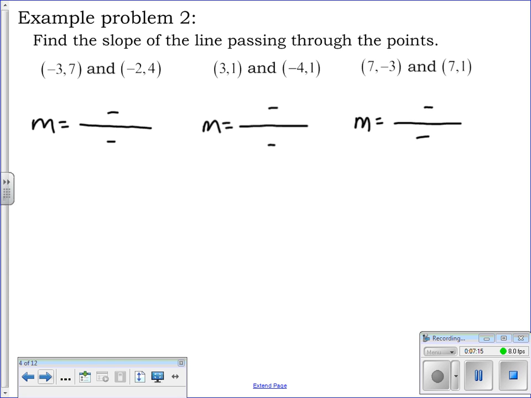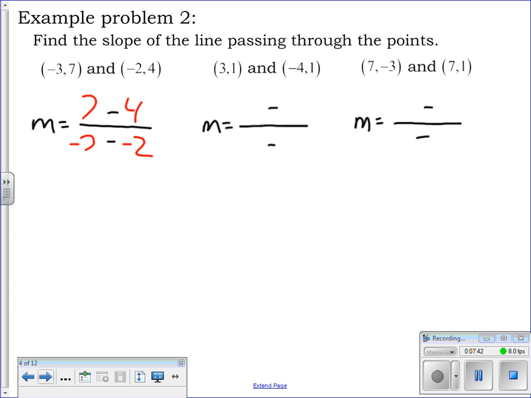On the top, go the y-coordinates. Does not matter which y-coordinate comes first. Either one, doesn't matter. 7 minus 4. It only matters that the x-coordinate in the denominator that comes first matches which y-coordinate came first in the numerator. I used 7 first. I must use the corresponding x, which is negative 3.